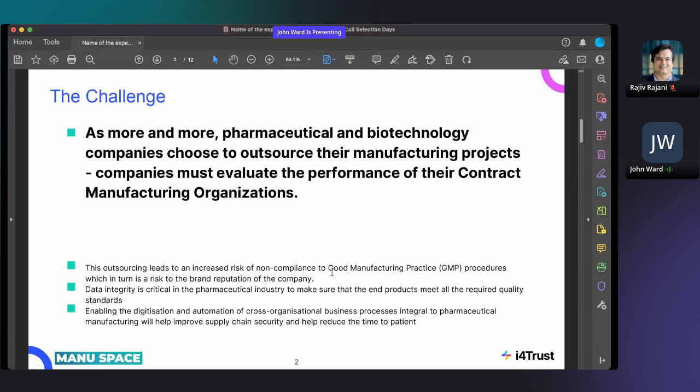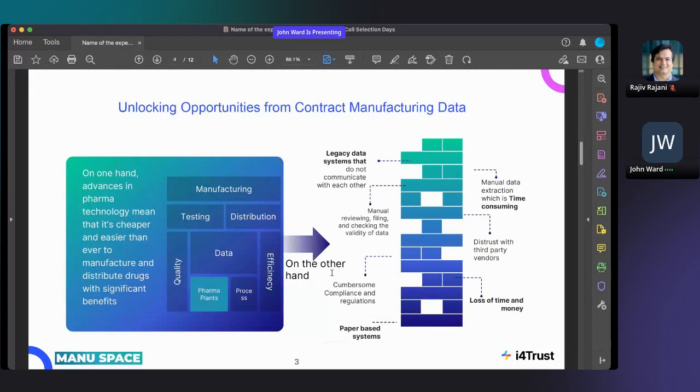Enabling digitization and automation of cross-organizational business processes integral to pharmaceutical manufacturing will help improve supply chain security. But more importantly, it'll really help the time it takes to get these medicines, life-saving medicines in many cases, into the hands of the patient. So reducing that time to the patient is a critical factor for the industry. If we look at the pharmaceutical industry, these guys have just saved us from COVID and they're saving the world. We have many advances in the industry. That means it's cheaper and easier than ever to manufacture and distribute drugs with significant benefits.